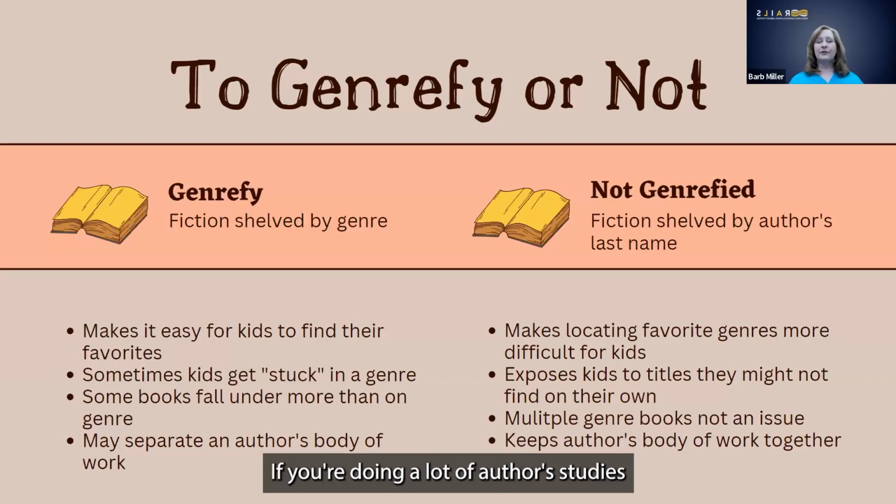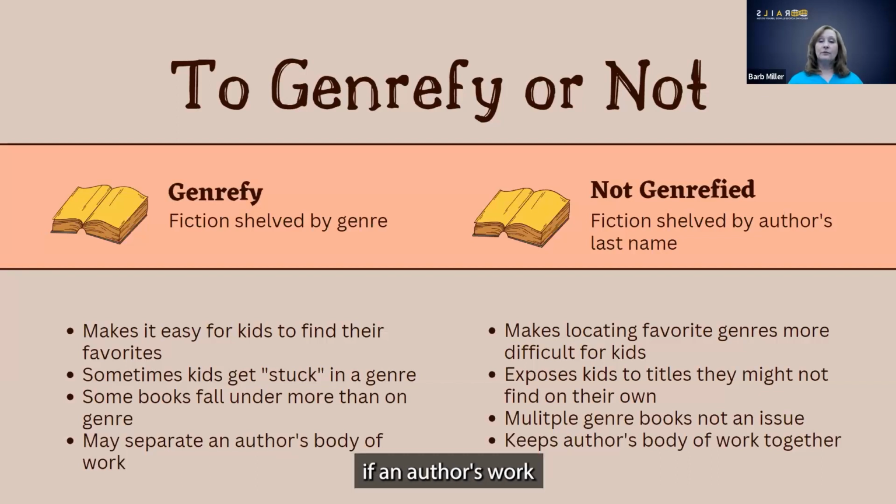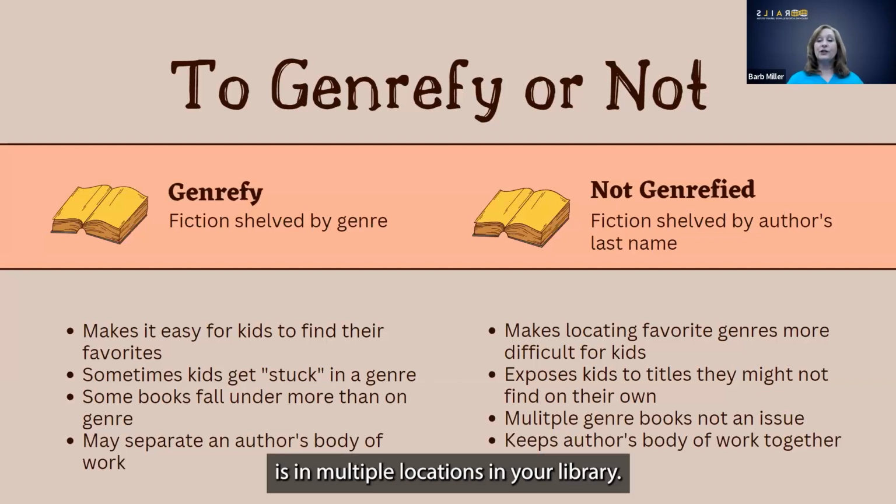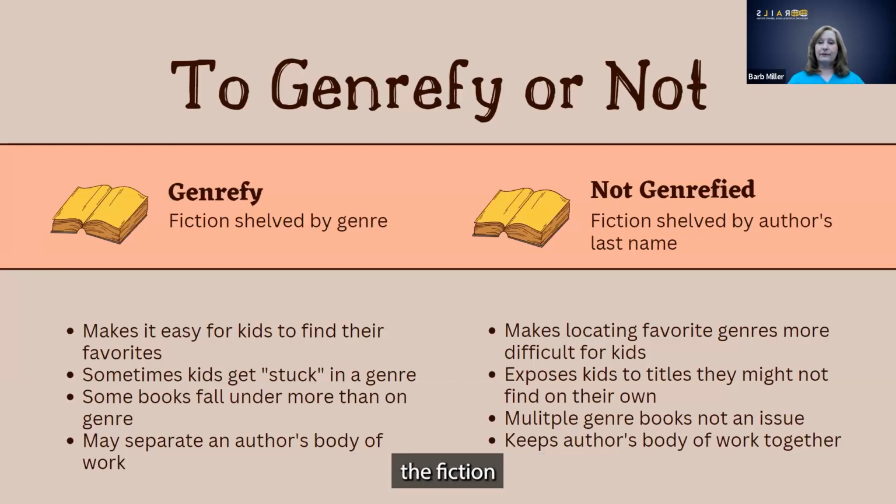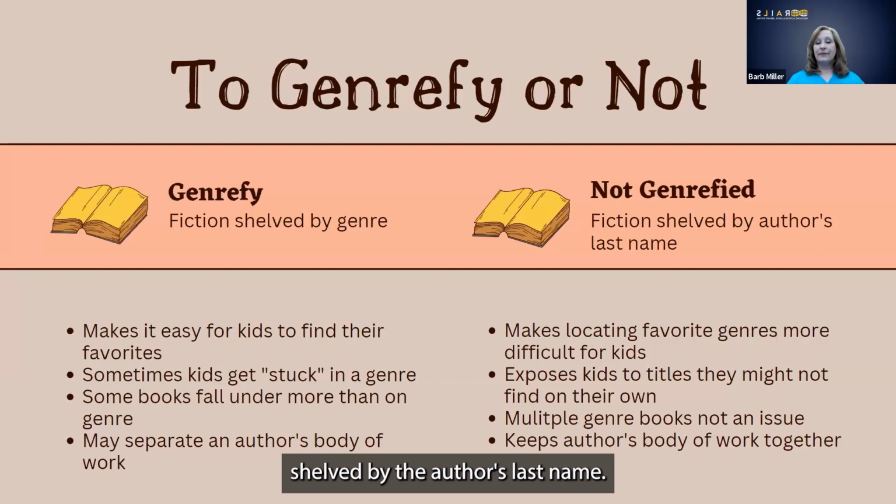If you're doing a lot of author studies and you've genrefied, you just need to keep that in mind if an author's work is in multiple locations in your library. To not genrefy is when you just keep the fiction shelved by the author's last name. It can make locating a favorite genre challenging for kids because unless you have spine labels somewhere on there to indicate what the genre is, they're going to have to go look it up, and then you have a crowd at your OPAC trying to figure out what's what so they can go find it.